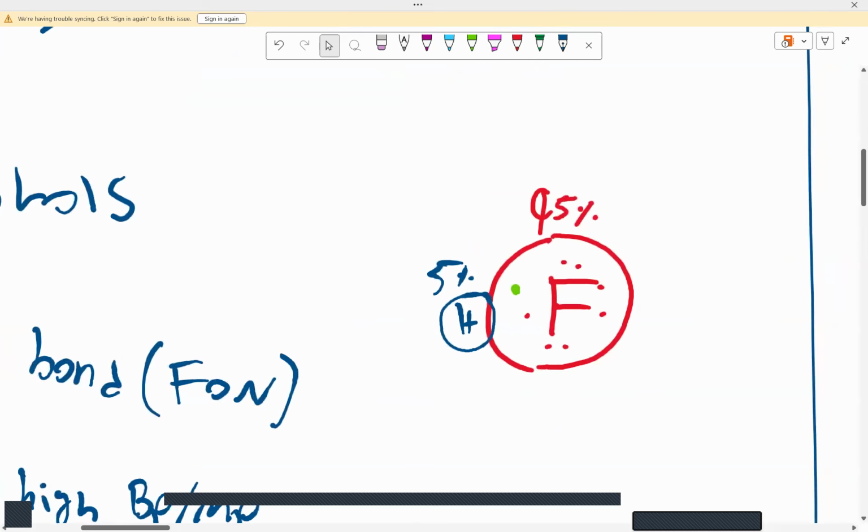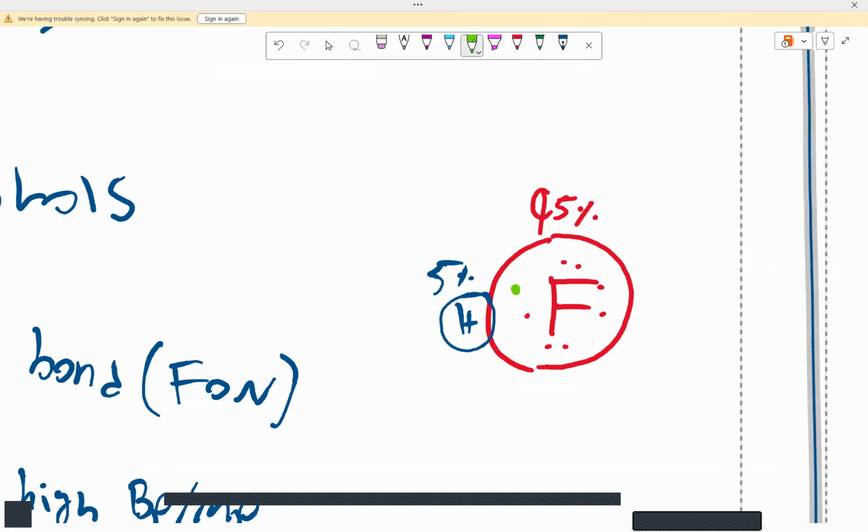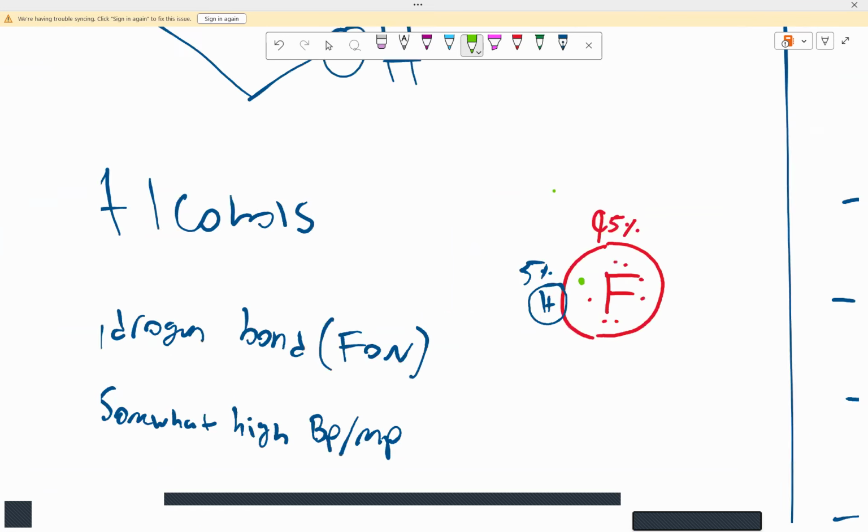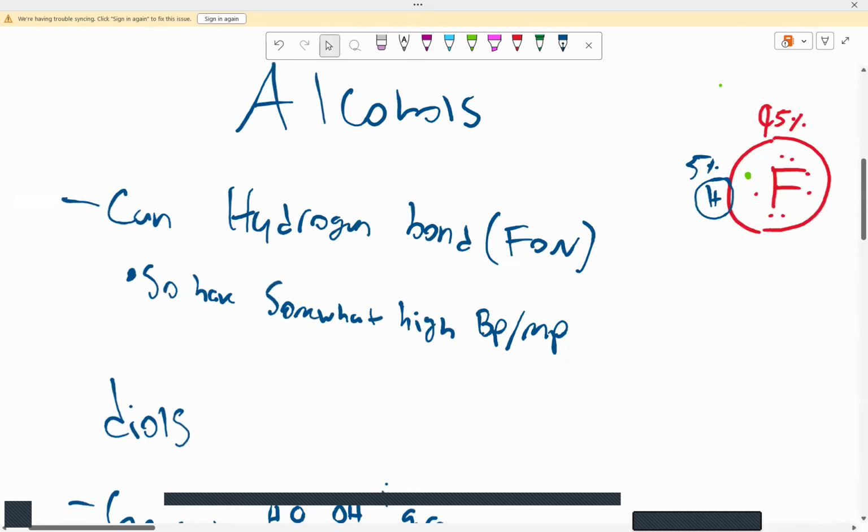So over here I have a little diagram. With fluorine, 95% of the time, do you see the little green electron here? That will be in fluorine's orbital, whereas 5% of the time it'll be in hydrogen's orbital. So that means that fluorine almost has a full octet for the most part. That's why it's so stable, with such a high boiling point and melting point.